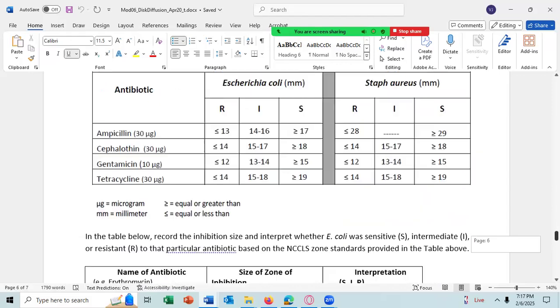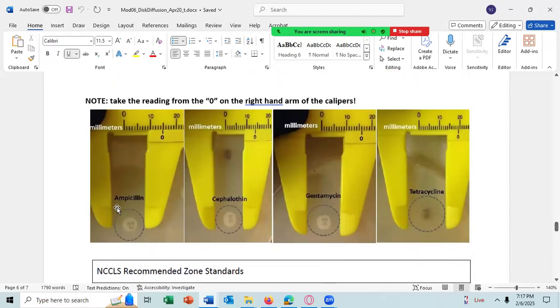All right. You do not read the caliper from here to there, so that would be like 10. You read it from 0 to 0. And the reason why you don't measure from here to there is because this 0 is not placed here. You place there and you read it from there to there. Okay, any question about using the calipers?